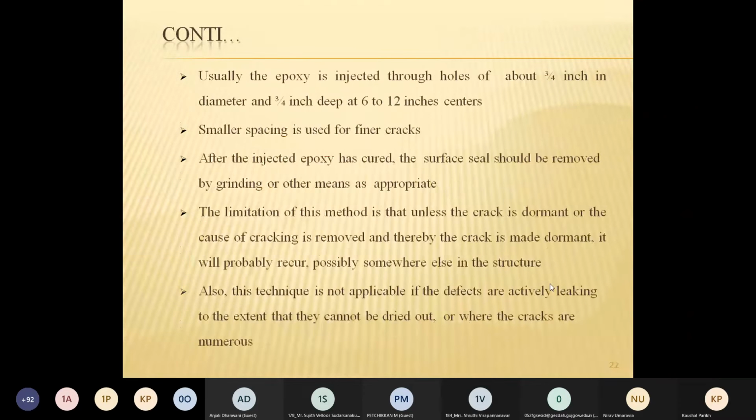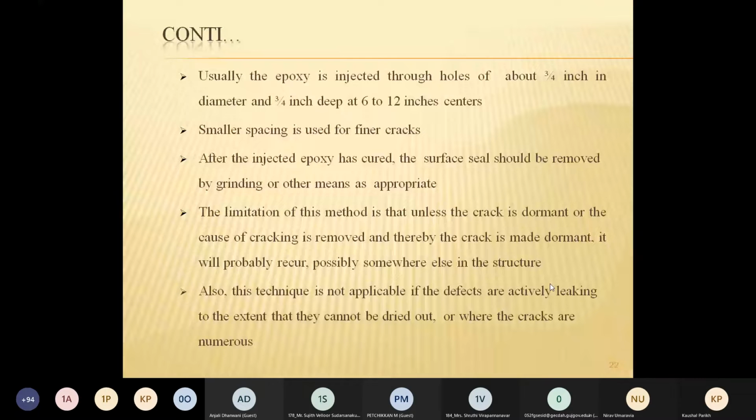Usually, the epoxy is injected through holes of about 3/4 inch in diameter, and these should be at 6 to 12 inches center to center. So the spacing is also to be maintained properly, and smaller spacing is required for finer cracks. After the epoxy is injected, it has to be cured, and the surface seals should be removed by grinding or other means as appropriate.